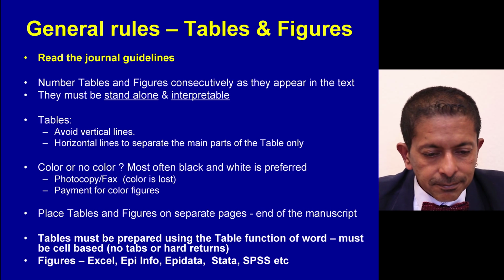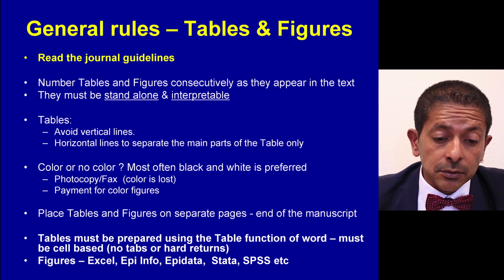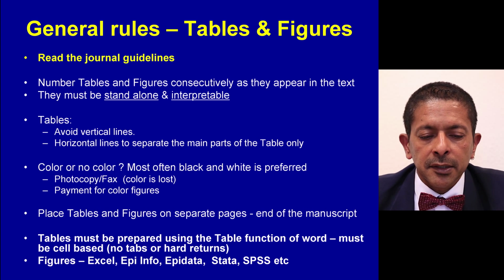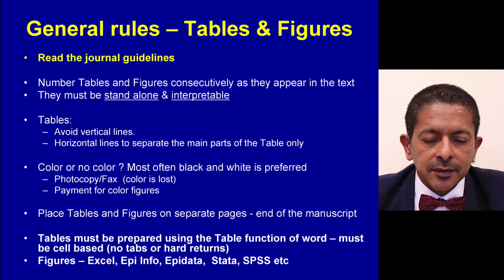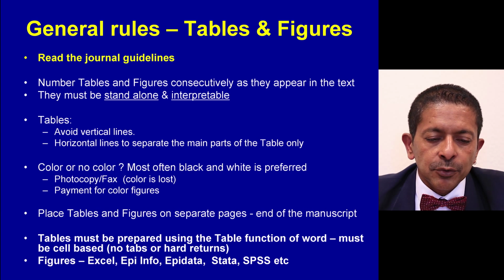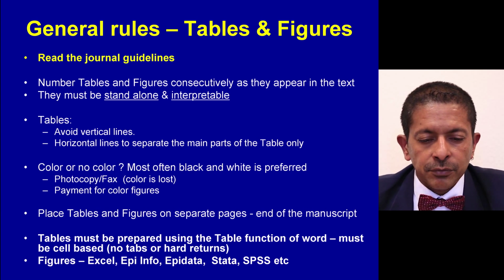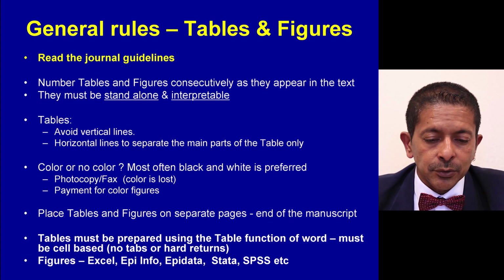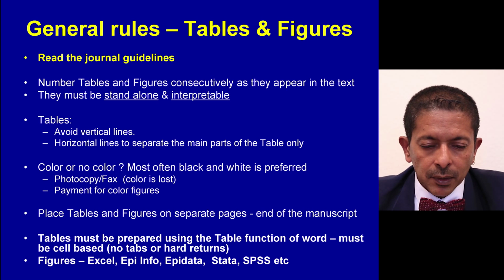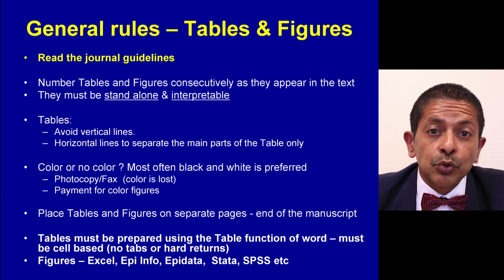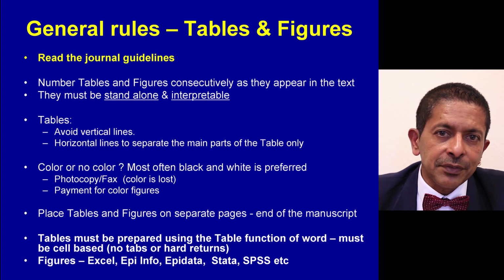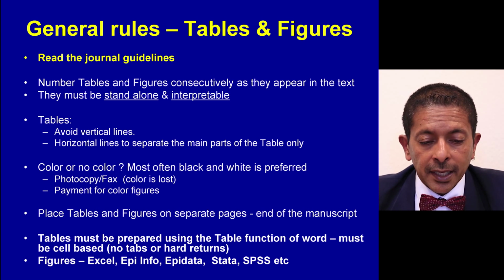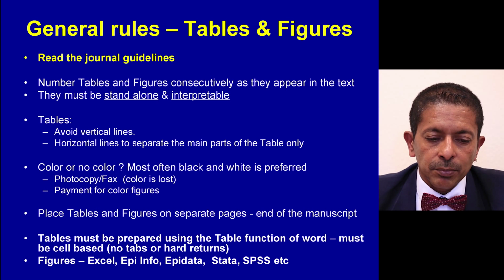And for the tables, you need to avoid the vertical lines and use horizontal lines to separate only the main parts of the table. Should you use color or no color? Most often black and white is preferred, because if you fax the paper or send it to somebody and they print it out or photocopy, color is lost and you wouldn't be able to know the difference between the shadings. However, sometimes you do need color, and if you really feel you need color, then you will have to pay for that and ensure that you have a small budget for that.